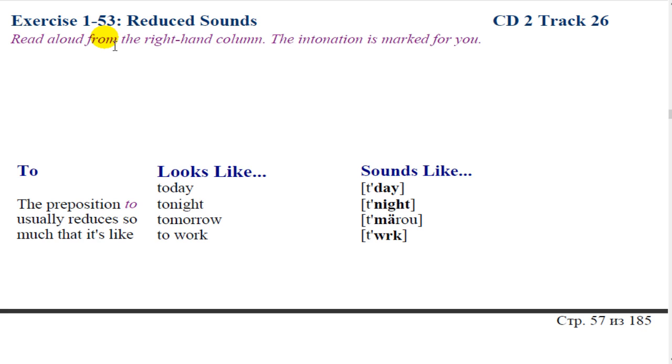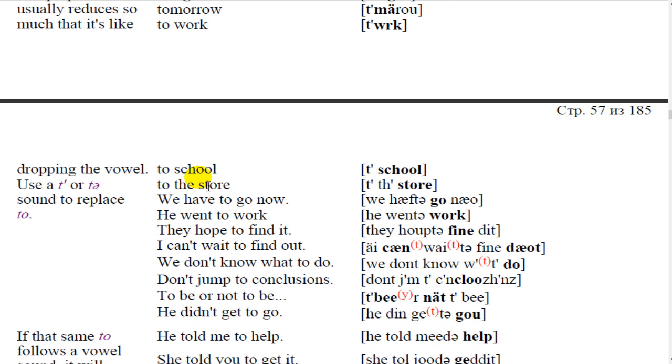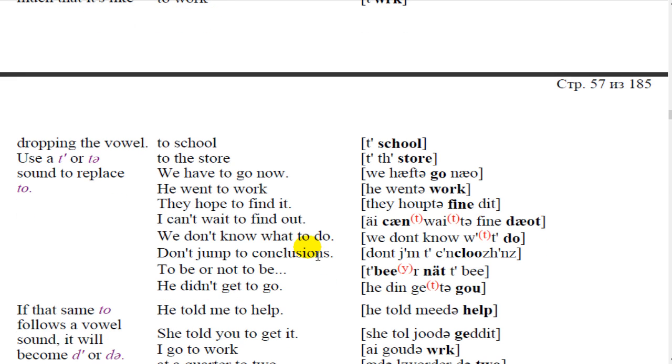Exercise 153. Read aloud from the right-hand column. The intonation is marked for you. To. Today, tonight, tomorrow, to work, to school, to the store. We have to go now. He went to work. They hope to find it. I can't wait to find out. We don't know what to do. Don't jump to conclusions. To be or not to be.